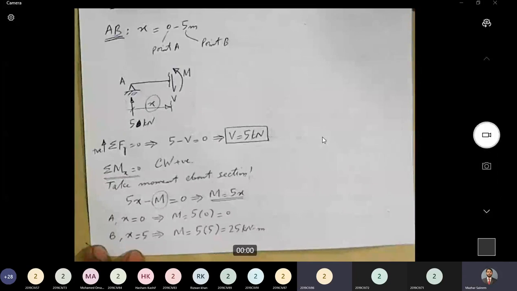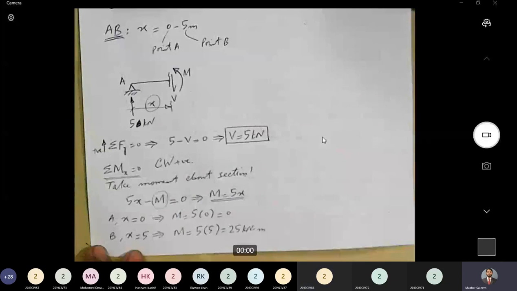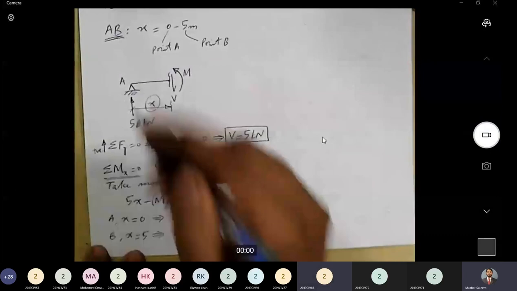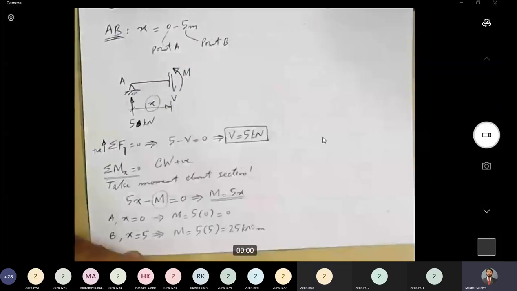No, M does not have any lever arm. M is a moment by itself. Force needs a lever arm to generate moment. What is moment? Moment is force into lever arm. So if you have a force, that force should have a lever arm in order to generate moment about that point. But moment is a moment by itself. You do not need any lever arm to convert moment into moment. Moment is already a moment, okay? And it is at the location at this section. We do not need any lever arm for this case.